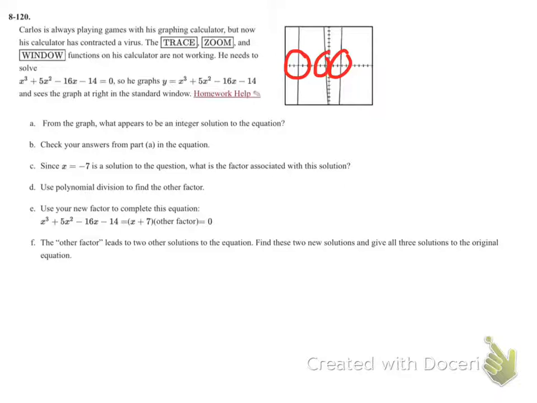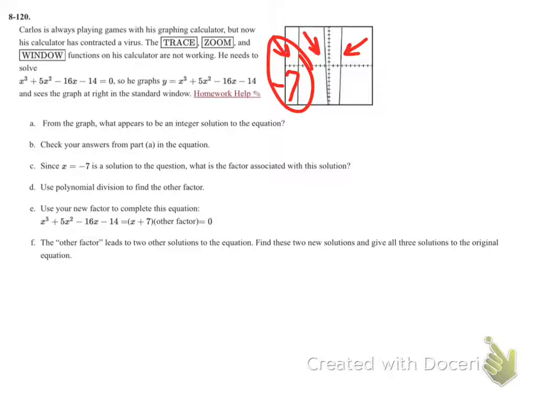When I look at those 3, that one right there looks like it actually touches an integer, and that is at -7. That one right there looks like it's not quite to -1, so it's going to be a decimal. And that one is not quite at +3, it's somewhere between 2 and 3, so that's also a decimal. So the integer solution would be that one.